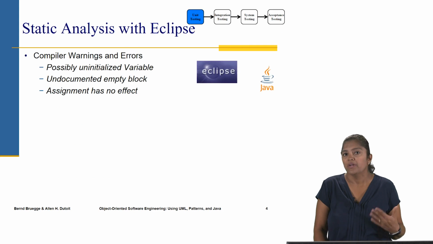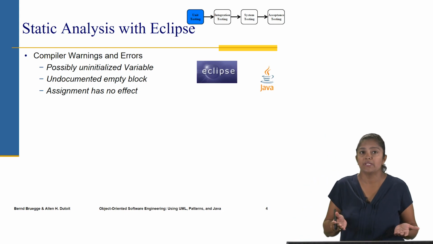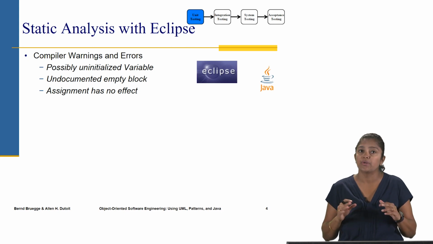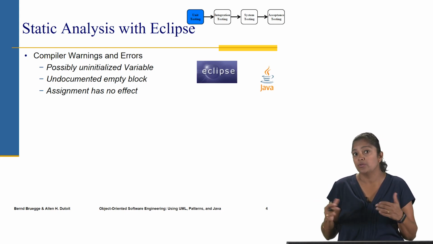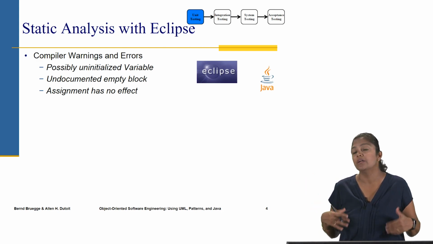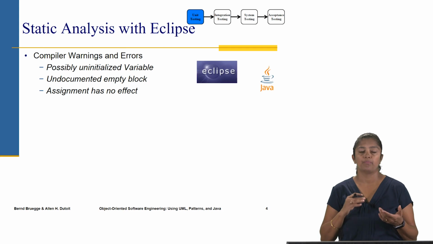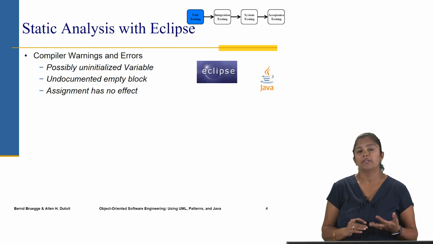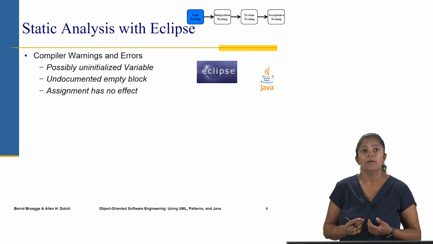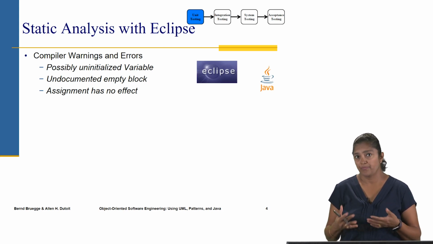So the first one is, if you've used an IDE like Eclipse or NetBeans, you've probably seen this already, where compiler warnings and errors are generated by the IDE as you are typing in code. You don't even have to hit the build button to be able to see these warnings. It's displayed as you are typing in the code. Some of the common ones that you see are probably, if you're trying to use a variable that has not been initialized, then it'll throw a possible uninitialized variable error. If there are empty blocks, if there is no documentation, those kind of things are reported.